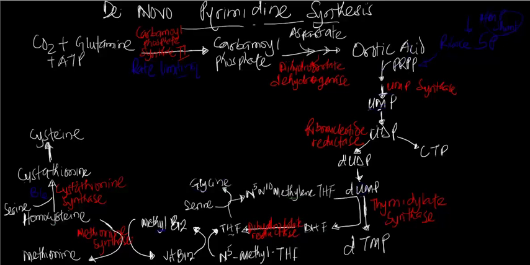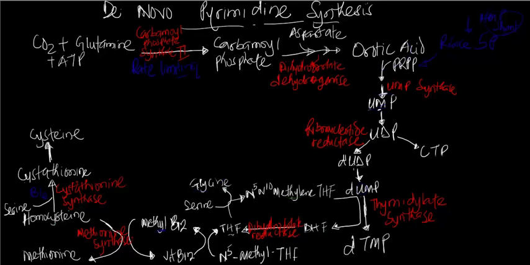As for the fate of UMP, we add one phosphate to it to form UDP, uridine diphosphate. From here, we can form CTP, or we can reduce the ribose inside there to deoxyribose. The enzyme that reduces the ribose sugar in the UDP is ribonucleotide reductase. We reduce the ribose sugar in the UDP to form deoxyUDP.